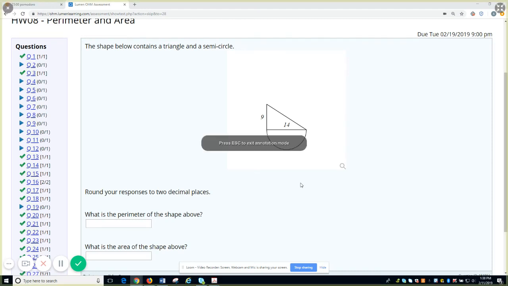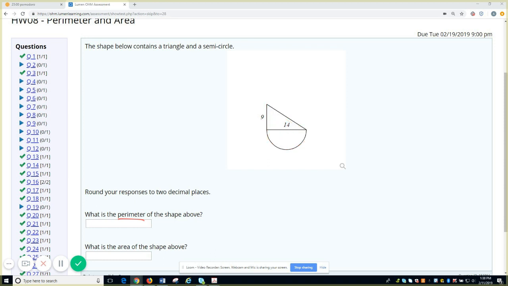Okay, so for this question, we have to first find the perimeter of the shape. Now, perimeter is always the distance around the outside of the shape. So we don't care what's going on inside, just need to know how far around.